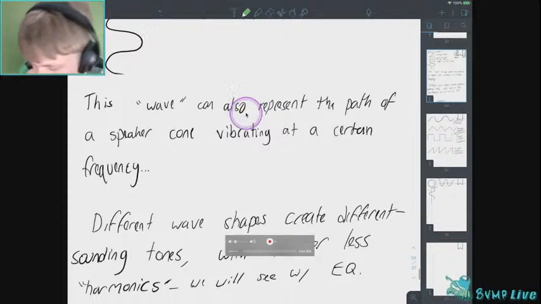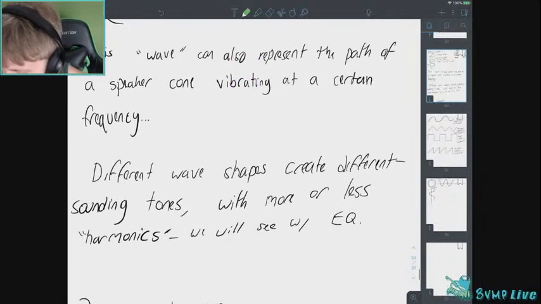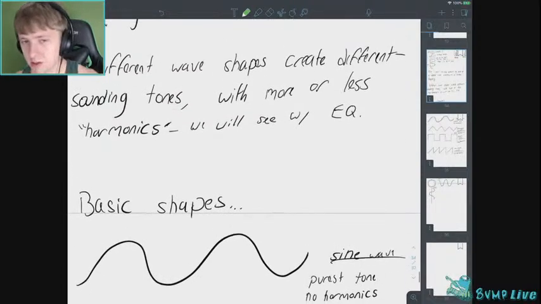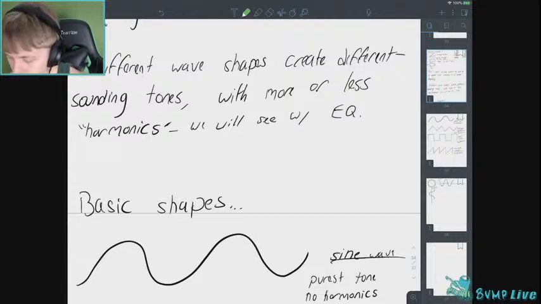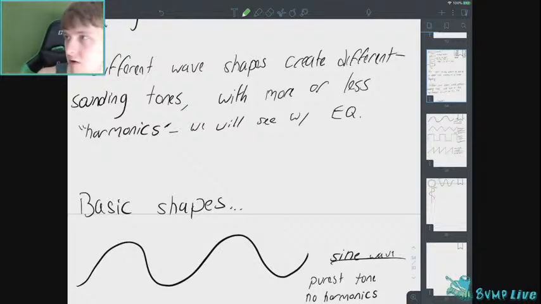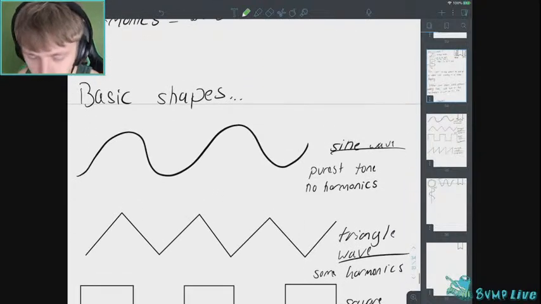So okay, let's assume we understand that. There's not only just this shape. This is just one of the possible wave shapes there are, and the different wave shapes create different sounding tones. Depending on that shape, it will give you a different sounding result, with more or less of what are called harmonics, and we'll first look at those visually and figure out what they are from looking at them, instead of trying to explain that from nothing.